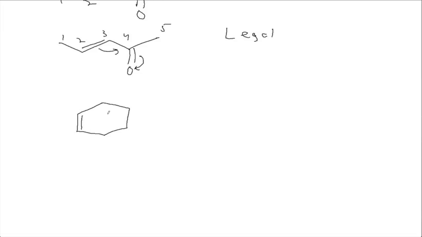Is this a legal or an illegal resonance arrow? There's no arrow. All right. How about this? Illegal. And why is that? Because it's trying to form a pi bond with carbon-3 without simultaneously losing a pi bond. Okay, good.